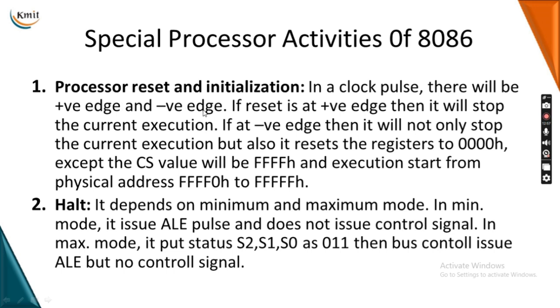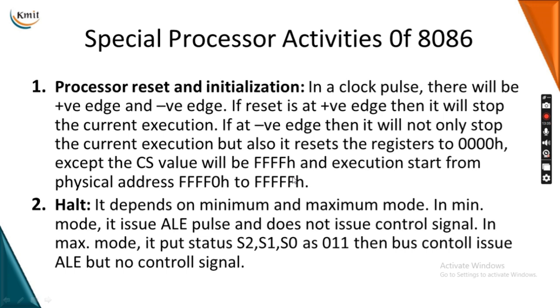If the reset occurs at the negative edge, then it will not only stop the current execution, but also reset the registers to 0H, except the CS value, which will be 4FH, and execution starts from the next CS value. After resetting, it is initialized at 4F0H and continues up to 5F, because the last address is 5F.